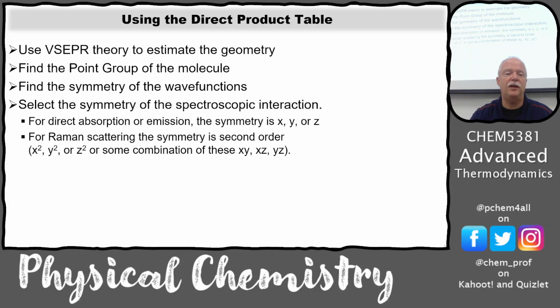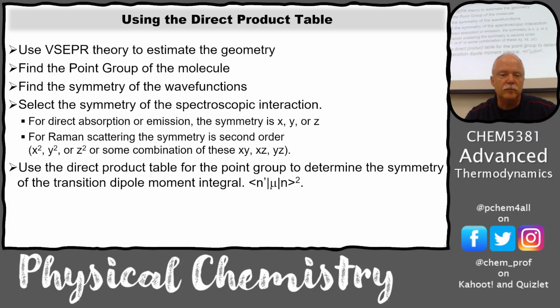We also can do scattering. So for Raman and Rayleigh scattering, the symmetry is second order because it contains 2 photons. So you can think about the electric field oscillating on the x-axis, comes in, it hits the molecule, and then maybe comes out oscillating on the y-axis. So you have an x and a y symmetry multiplied by each other. So x times y will be a symmetry in that character table. I'll show you that in a minute. And then we use the direct product table from the point group to determine the symmetry of this transition dipole moment integral.